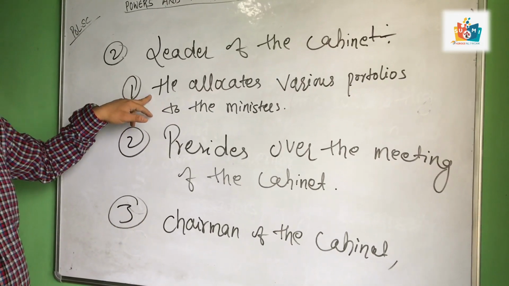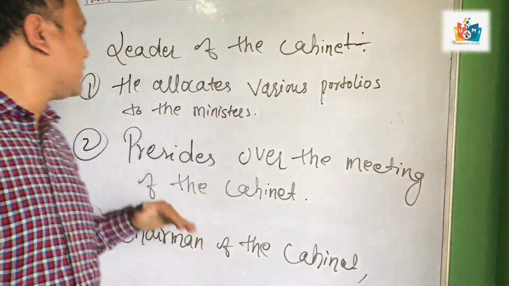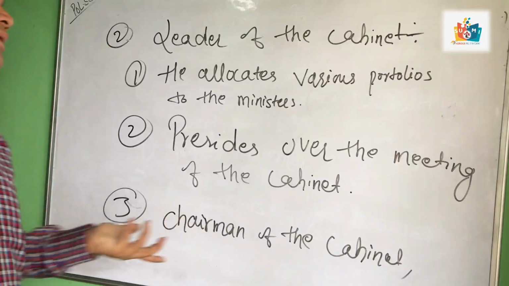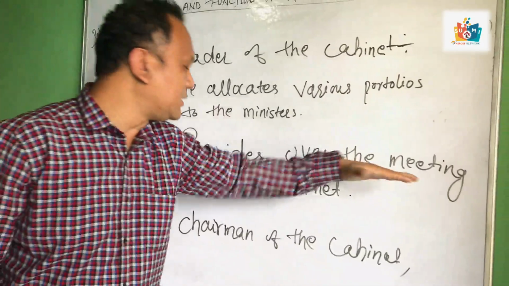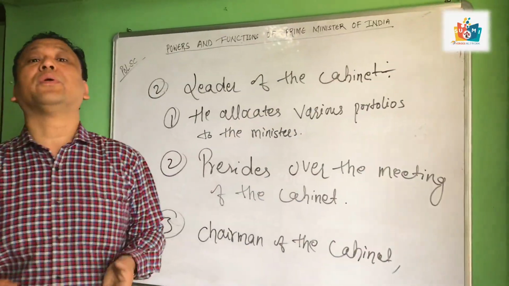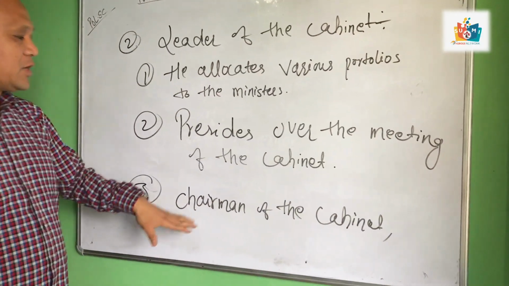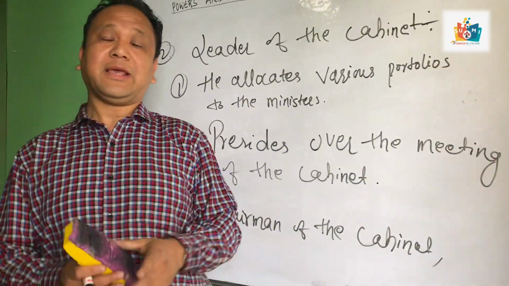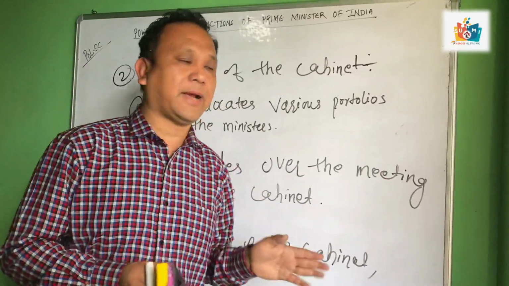Number one, let me repeat once again for you. He allocates various portfolios to the ministers depending upon their efficiency and capability. Number two, he presides over the meeting of the cabinet and discusses the important issues of the country. Number three, he is the chairman of the cabinet and he can influence, he can change the decision taken by the cabinet. All right.